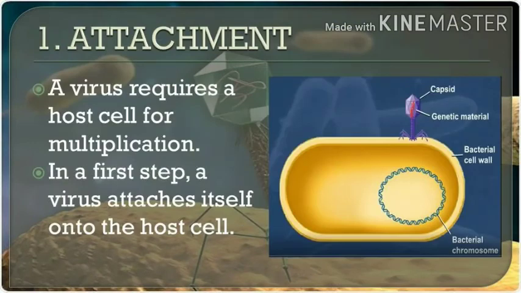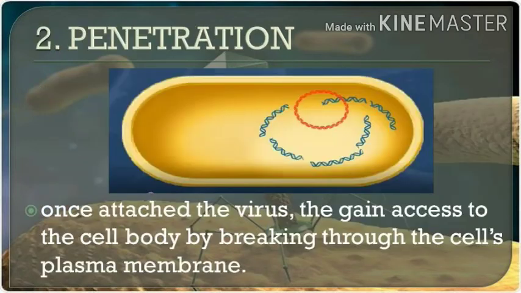The first step in the lytic cycle is attachment. A virus requires a host cell for multiplication. In the first step, a virus attaches itself onto the host cell. The virus may attach itself on the receptor of the cell, or simply any other parts on its surface. In some cases, a small part of the virus attaches to the host instead of the virus itself.